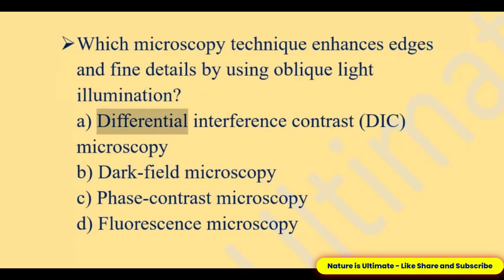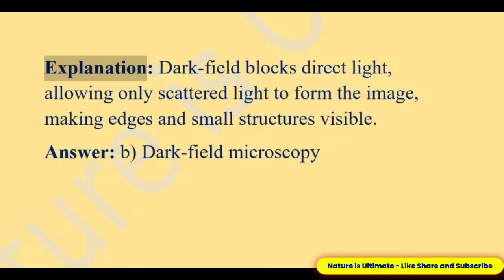Which microscopy technique enhances edges and fine details by using oblique light illumination? A. Differential interference contrast, DIC, microscopy. B. Dark field microscopy. C. Phase contrast microscopy. D. Fluorescence microscopy. Explanation: dark field blocks direct light, allowing only scattered light to form the image, making edges and small structures visible. Answer: B. Dark field microscopy.